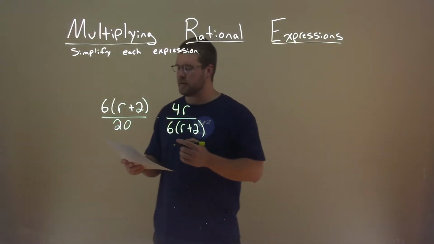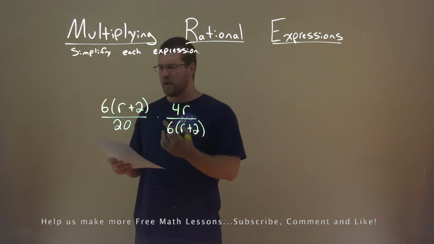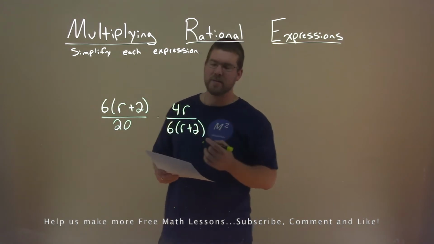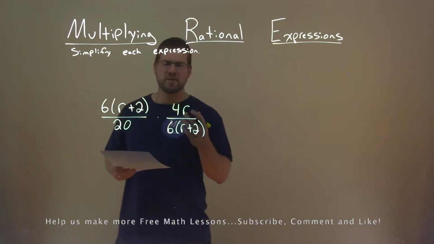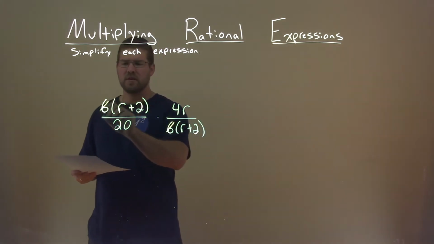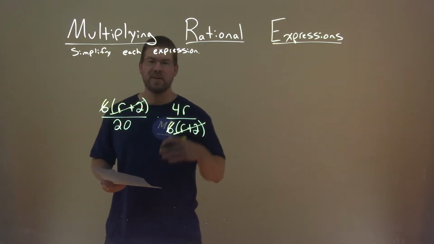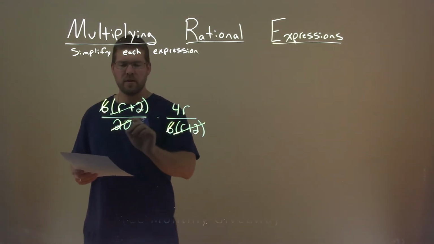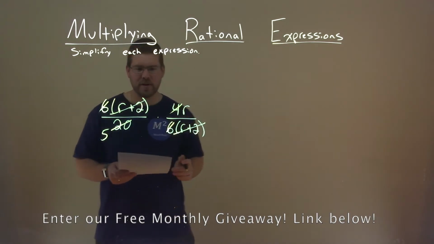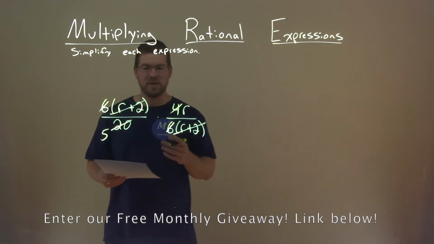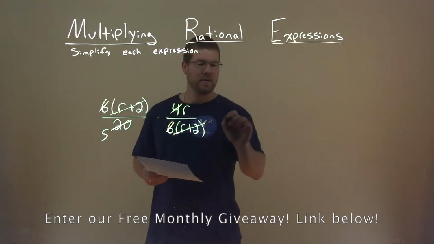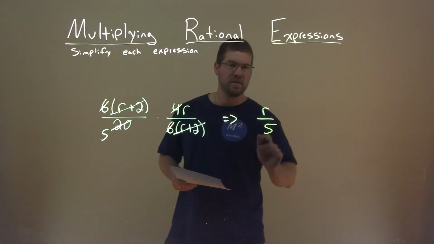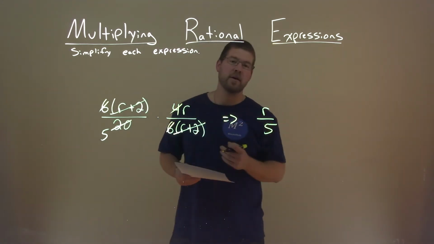We're given this expression here, 6r plus 2 divided by 20 times 4r divided by 6 times r plus 2. And we need to simplify. Well, right off the bat, this actually looks fairly easy. We have a 6 here and 6 here, r plus 2 here and r plus 2 here. We can cancel them out. What about 20 and 4? Well, 4 goes into 20 5 times, cancel out that 4. On the numerator, multiplying across, we just have a good old r. The denominator, we're left with 5. And that's it. Our final answer is r divided by 5.